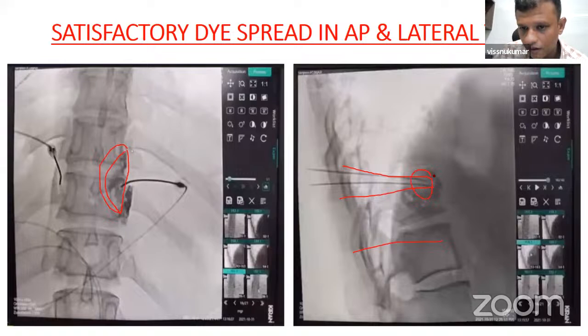And now I am going to give alcohol. So this is 1 ml of dye. And if I'm going to give 5 ml of alcohol, I have an assumption that it is going to destroy my lesser splanchnic nerve also.